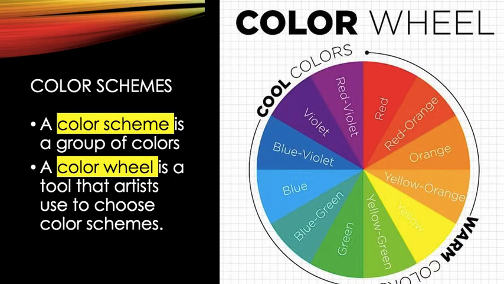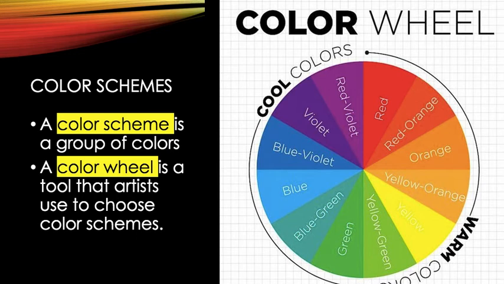So the first vocabulary word that we're going to cover is a color scheme, and a color scheme is a group of colors. A group of colors, color scheme. A color wheel is a tool that artists use to choose color schemes. So it's a tool to look at to help you identify colors that are going to go well together.